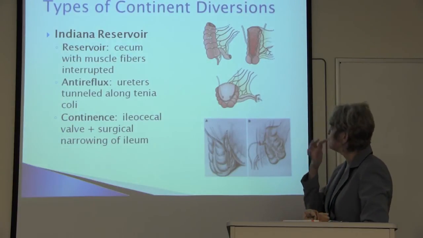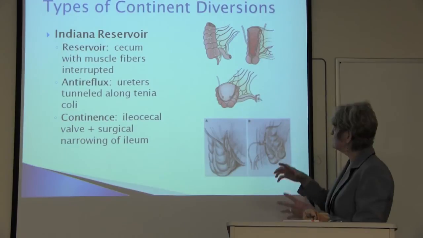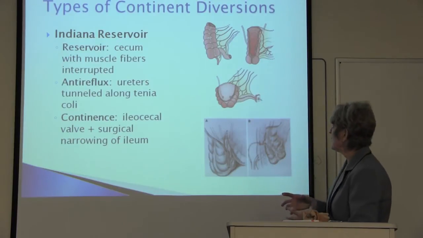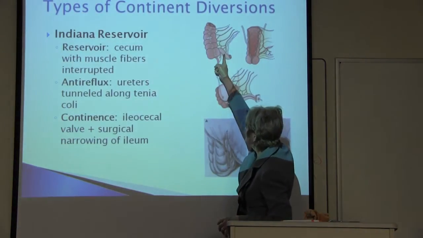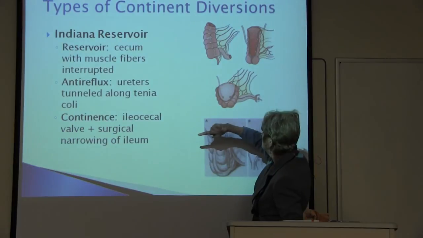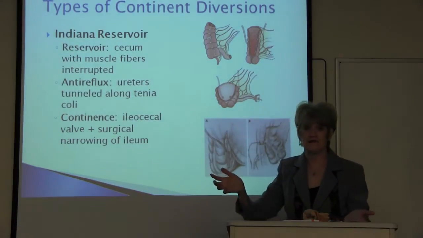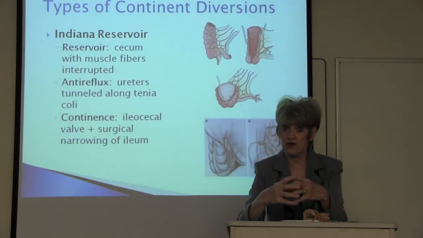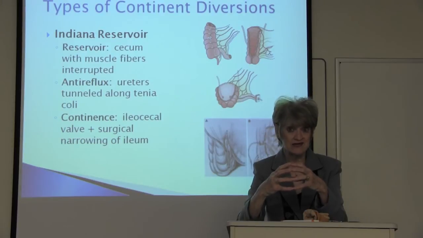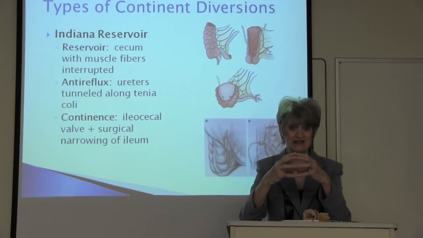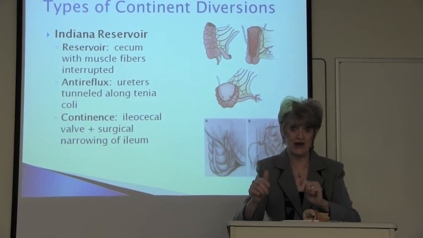So with the Indiana reservoir, they use the cecum to be the holding area for urine. And I want you to notice, here's the cecum, here's this little bit of terminal ileum that's going to be used to create the stoma and to provide continence. They selected the cecum because it's a non-essential area of the colon, and it's the most distensible area of the colon, so it stretches readily. However, the cecum does retain peristaltic function. So if the cecum over-distends, it has the potential to contract and to force urine out.